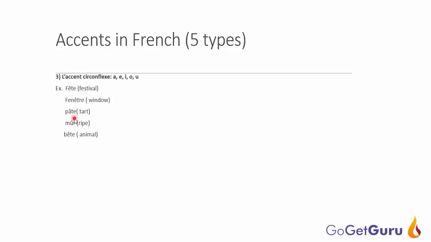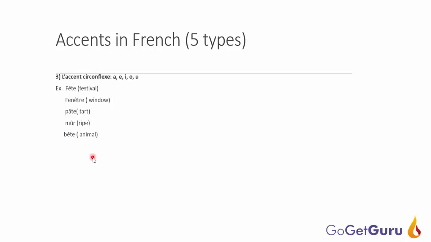Okay, so pâte is tart. Mûr is ripe. Basically anything that's ripe. It could be mango, it could be any of the vegetables or fruits. And bête is an animal. So let's say this all together. Say with me.